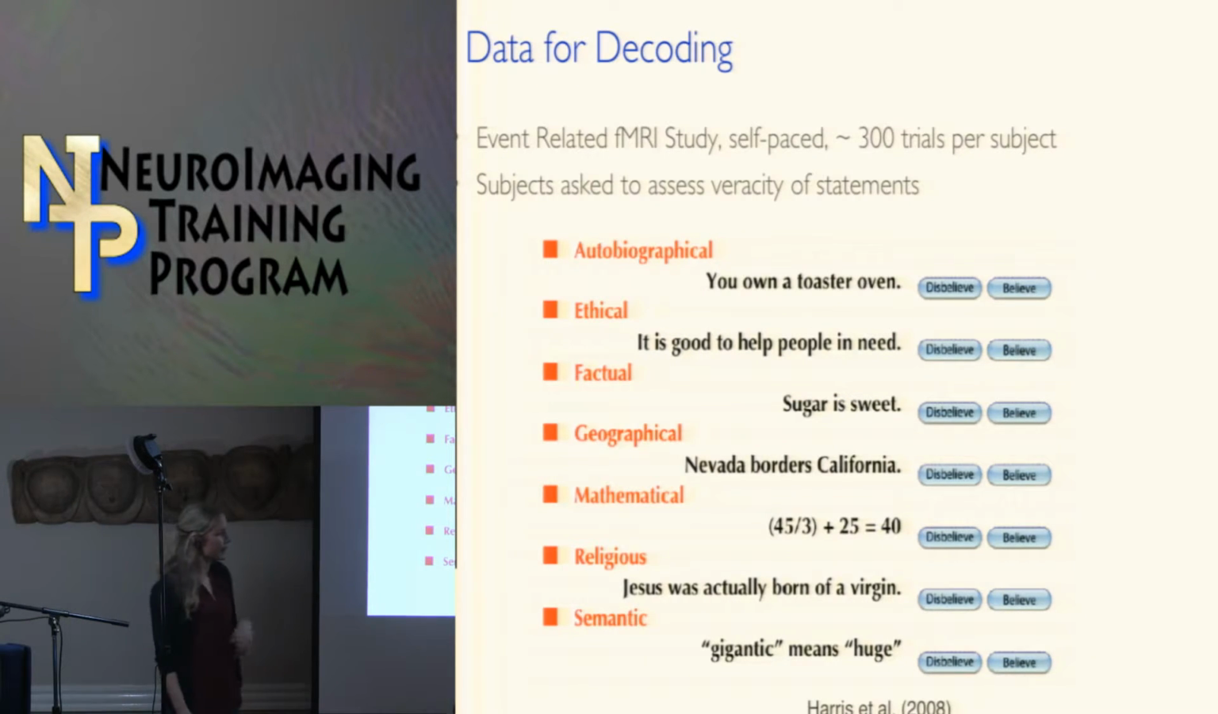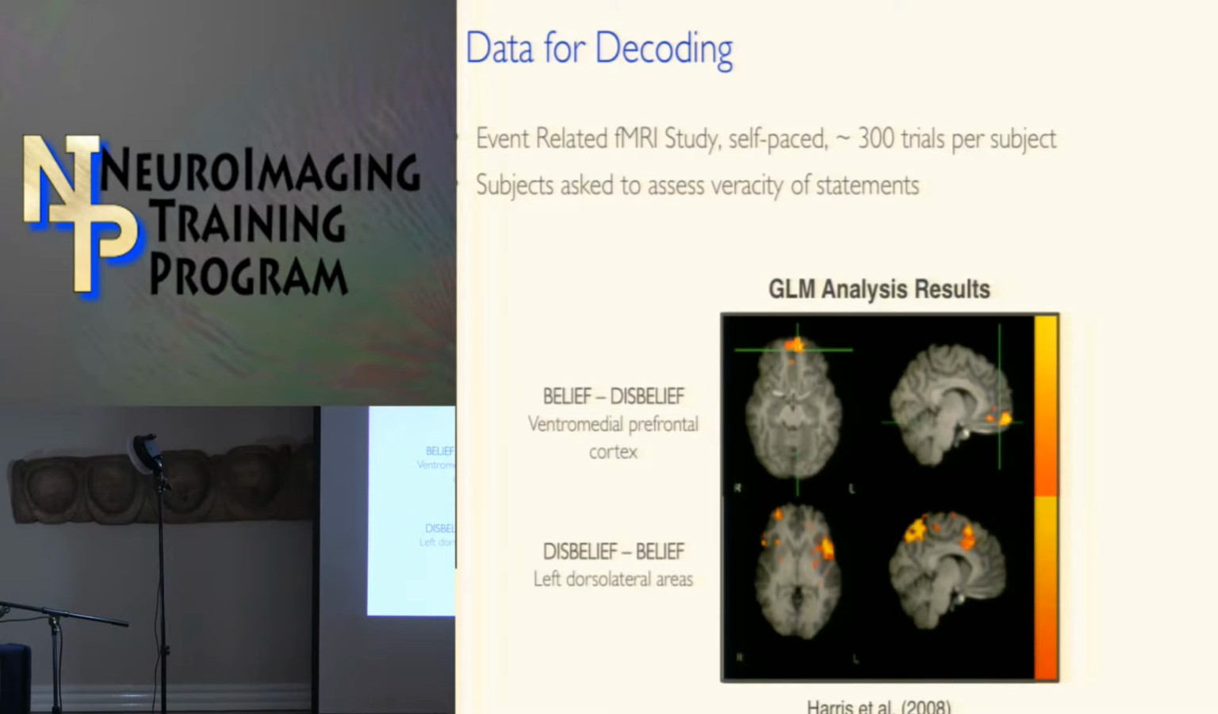actually came from Sam Harris in 2008. He had people make these categorical judgments on things like, I own a toaster oven, and then they would have to say yes or no, I don't own a toaster oven, or mathematical or religious statements. And so that data was trying to make predictions about his data, belief versus disbelief.